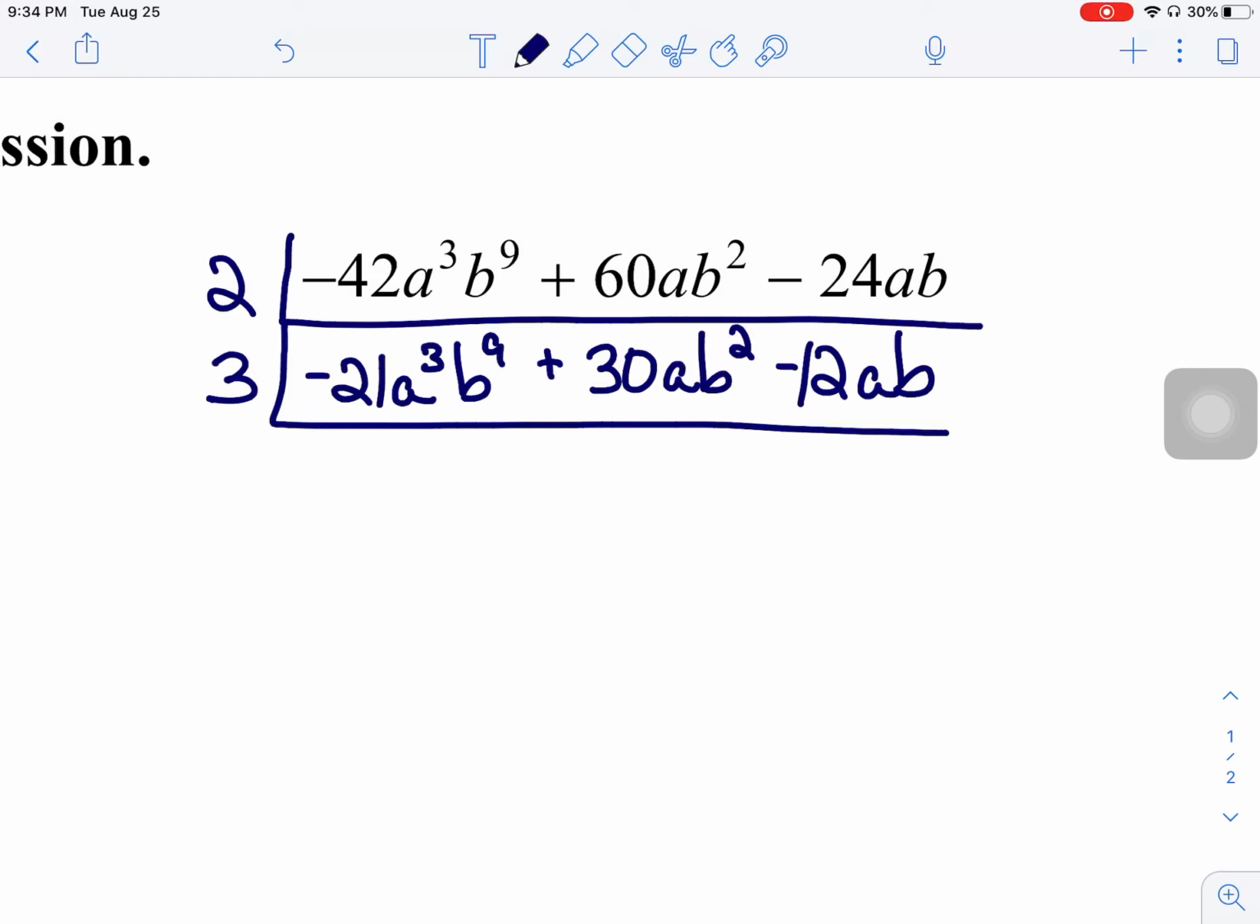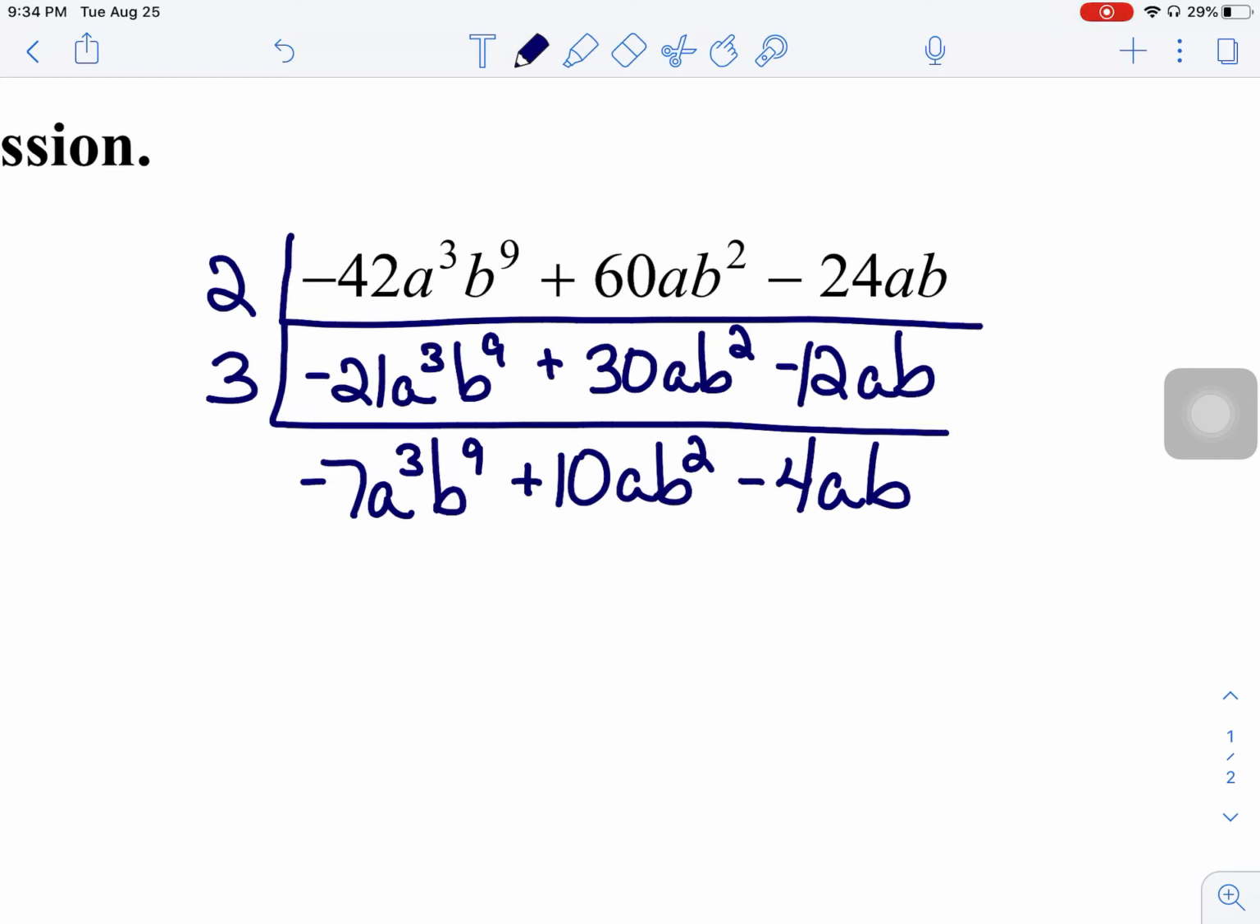So negative 21 divided by 3 is negative 7a cubed b to the 9th, plus 30 divided by 3 is 10ab squared. Negative 12 divided by 3 is negative 4ab. So now if I look at the numbers, I have negative 7, positive 10, and negative 4, and other than 1, no common number will divide into those. So let's start looking at the variables.